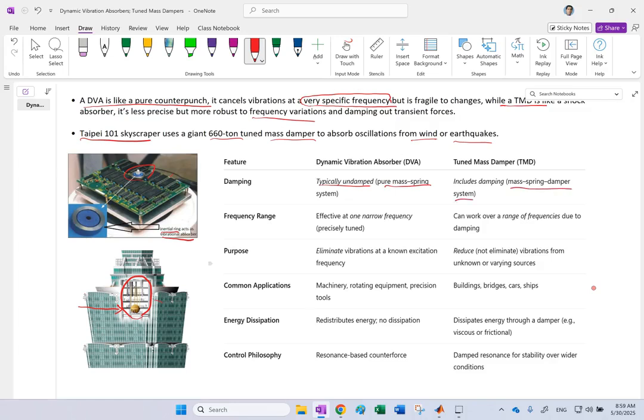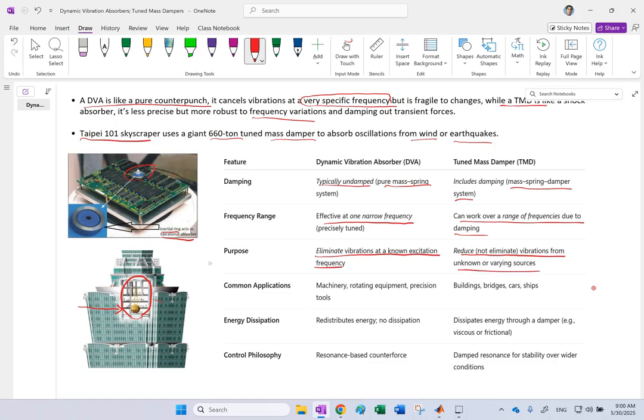The DVA, as I said, is typically effective at one narrow range of frequency or a very small change in it, but TMDs can work over a bigger range of frequency because they have a damper. The goal of a DVA is to eliminate the vibration at that frequency. The goal of a TMD is to reduce vibrations from a range of frequencies.